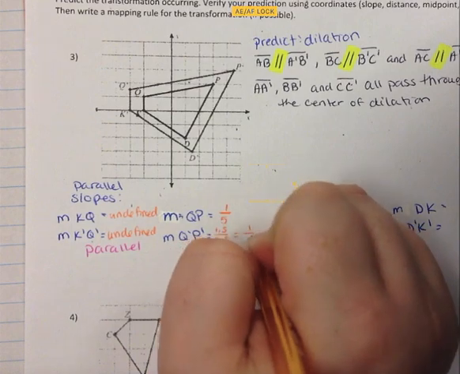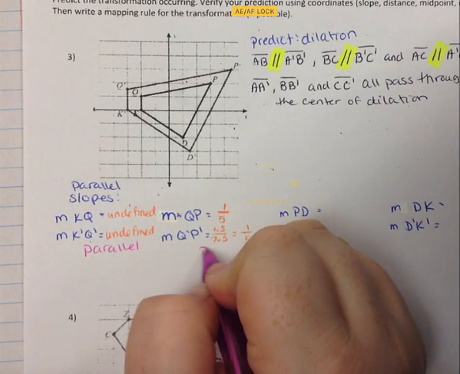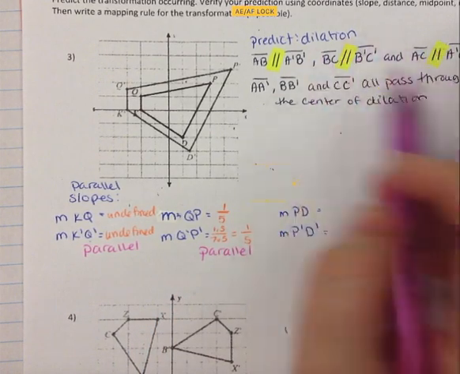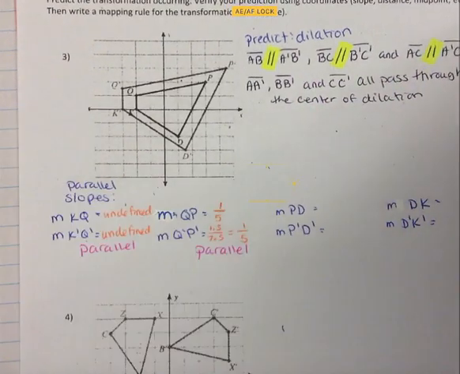That's equal to 1/5. Therefore, these are also parallel, which is good because we needed 4 of them total. So these up here we have 3, but we need 4 in total. So we have 1, 2 already.